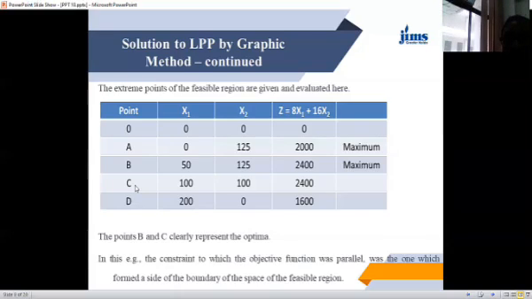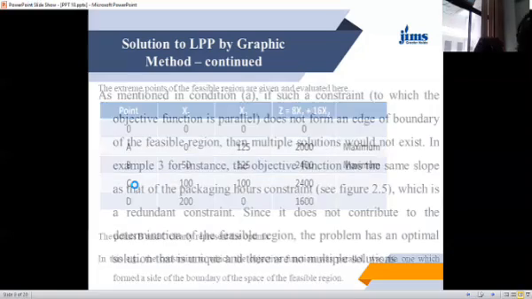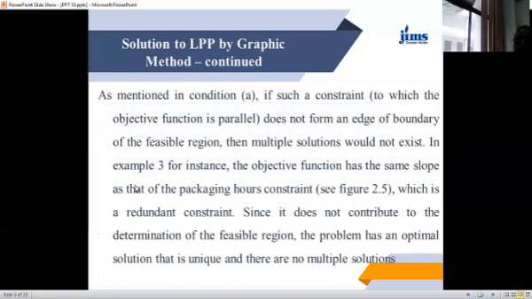So we have seen here that at two points the same maximum value occurs. This is why this is called an alternative solution, or more than one optimal solution, the condition of multiple optima.